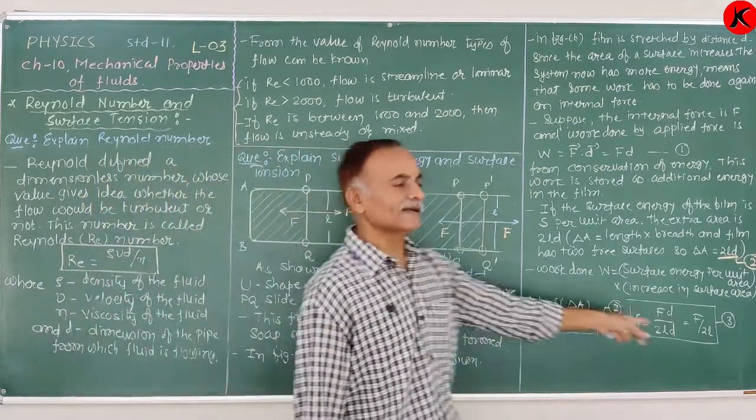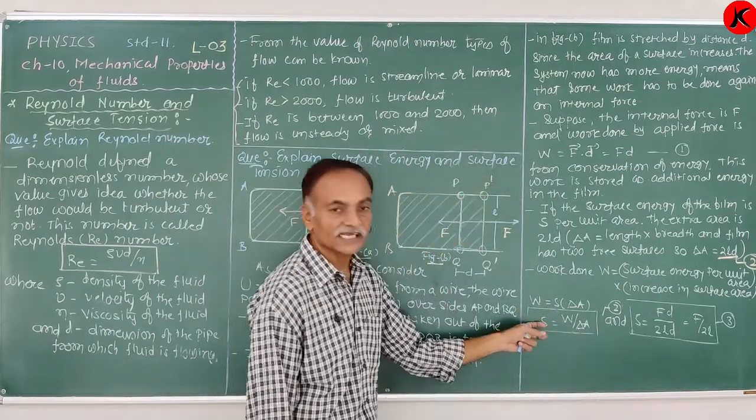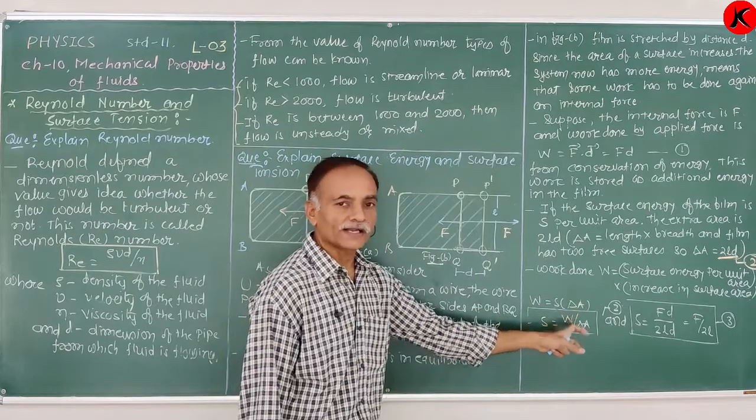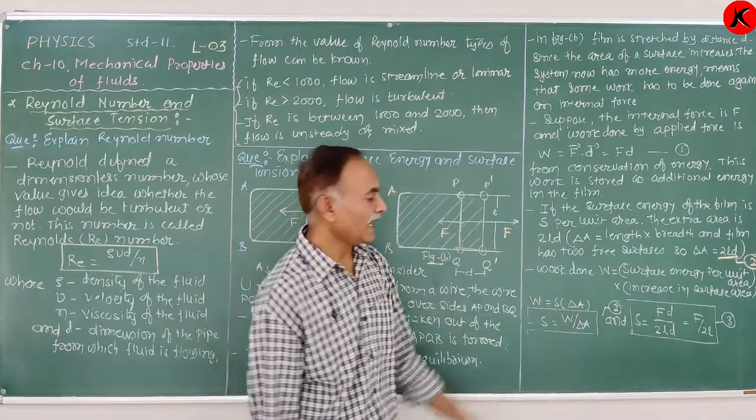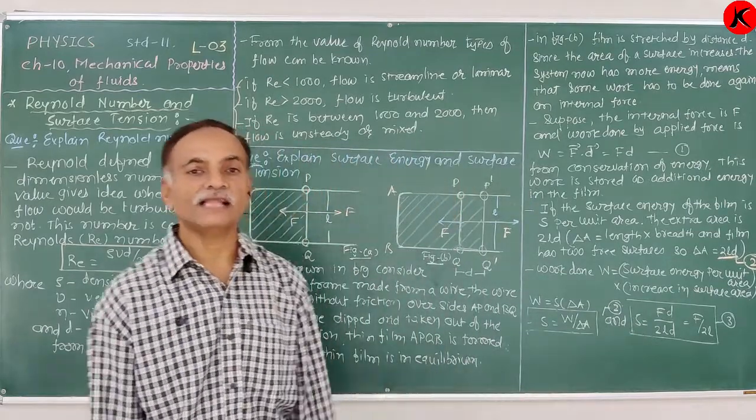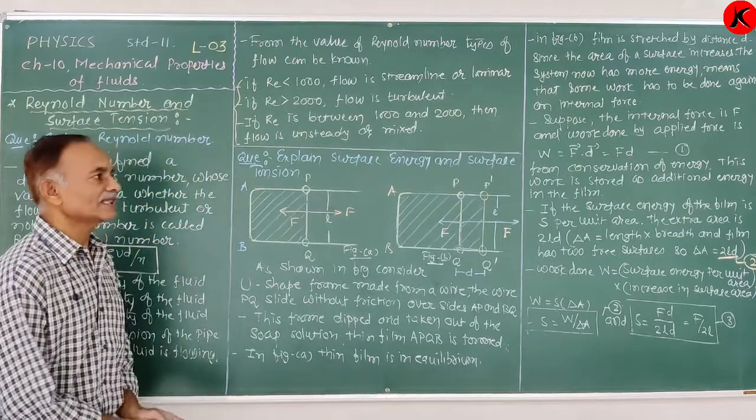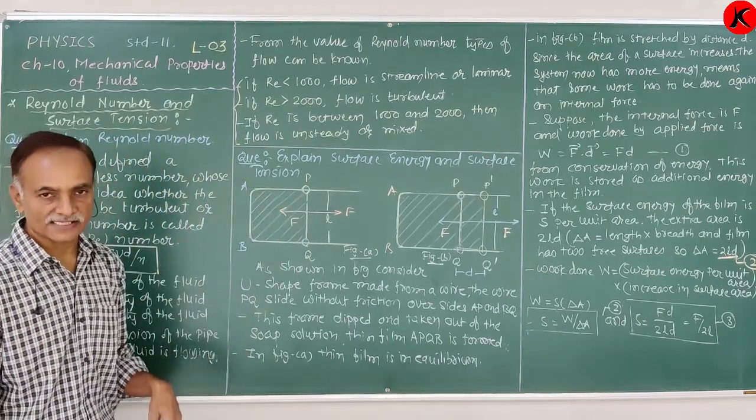On the base of this, we are going to define the surface tension. Surface tension S is equal to work done per unit area, and surface tension is equal to force per unit length of a wire. Again, we repeat, explain the surface energy in surface tension.